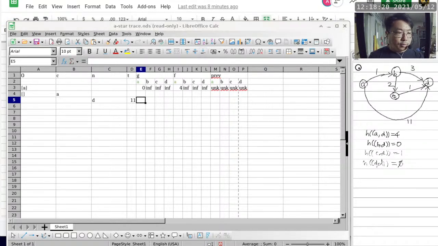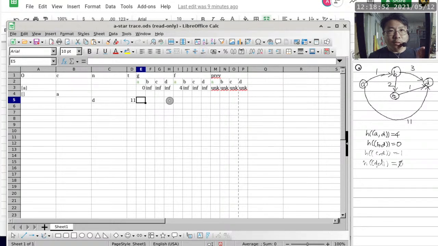And now we evaluate the conditional statement. The conditional statement says if T is less than G of N, then we do blah, blah, blah. Okay, so let's check out G of N. N is D right now, so G of D is infinity. So we are really asking whether 11 is less than infinity or not, and the answer is yes. Okay, 11 is less than infinity. Then we proceed to the then branch of the conditional statement. So that's what the algorithm says.